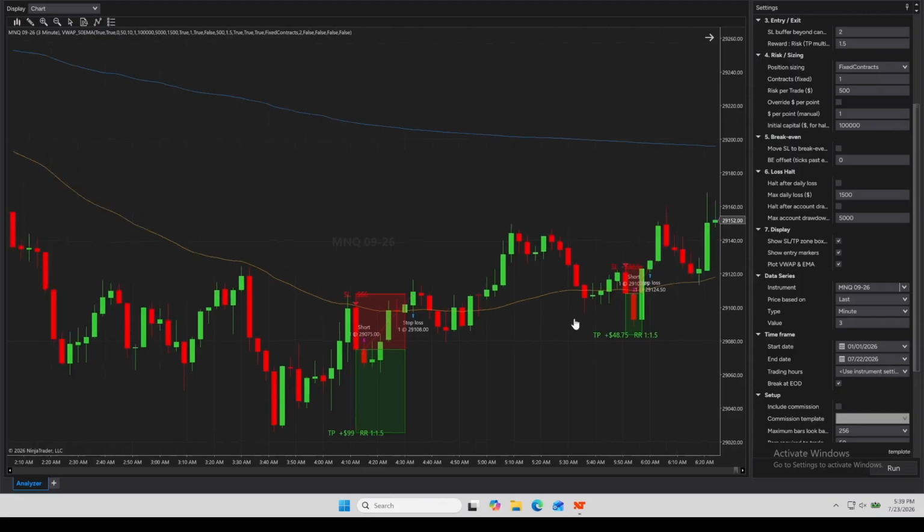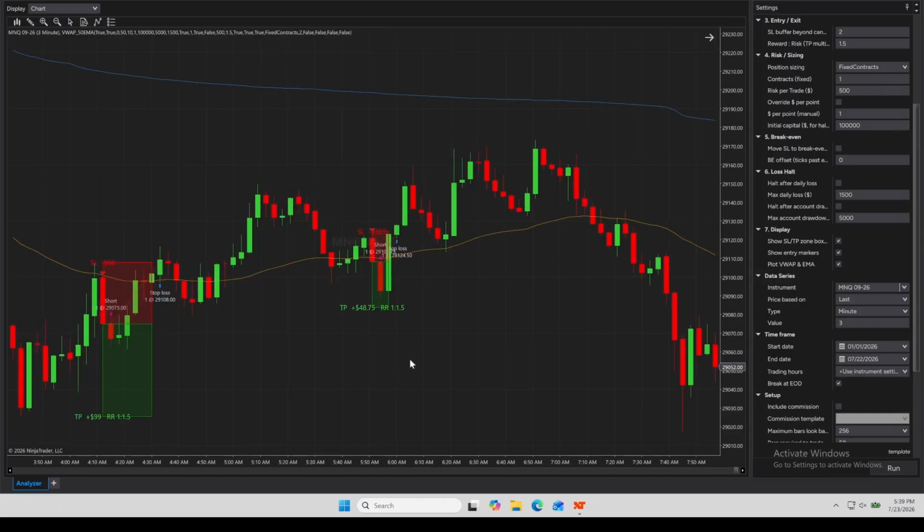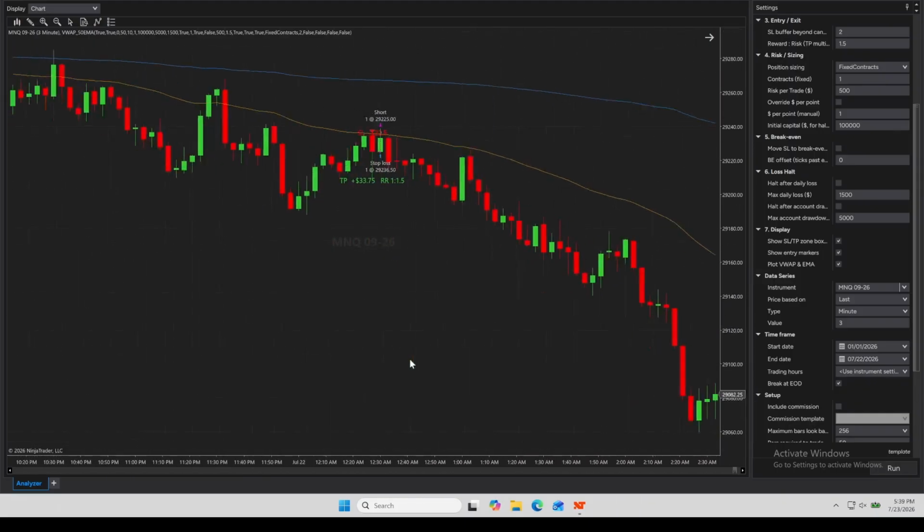Same thing here. The other exception I have is if the initial bar is still above the EMA, but the actual entry one closes on the other side. For me, that's also a trade. And then we can keep scrolling. So the idea is still the same.